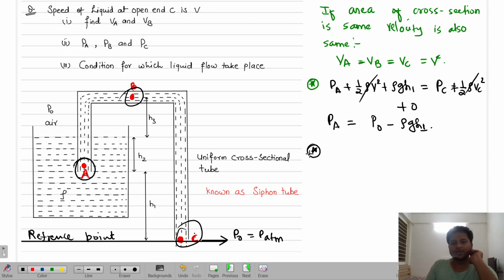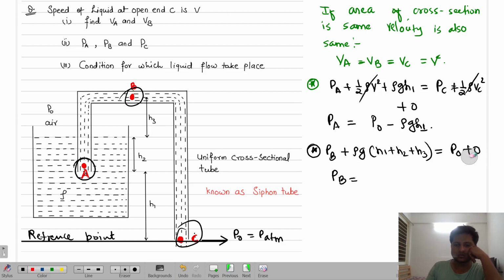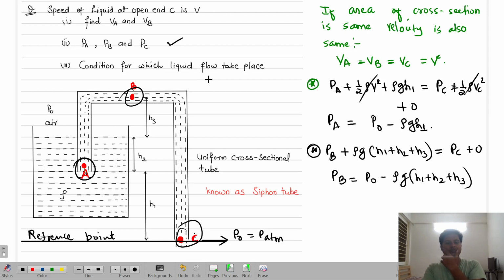Similarly, I can apply for pressure at B. I'm not writing half rho v square because that will be cancelled out. So rho g, height is h1 plus h2 plus h3. Simple. PC plus 0, PC is P naught plus 0. So P of B is equal to P naught minus rho g (h1 plus h2 plus h3). So you got the condition of PA, PB and PC.